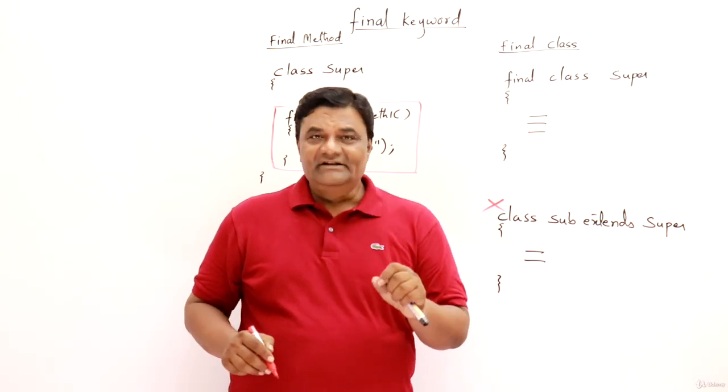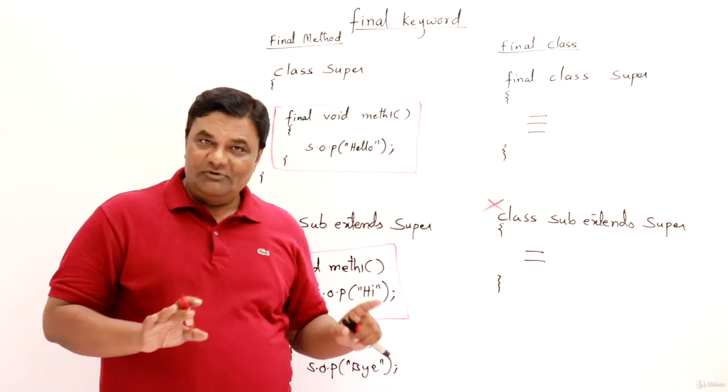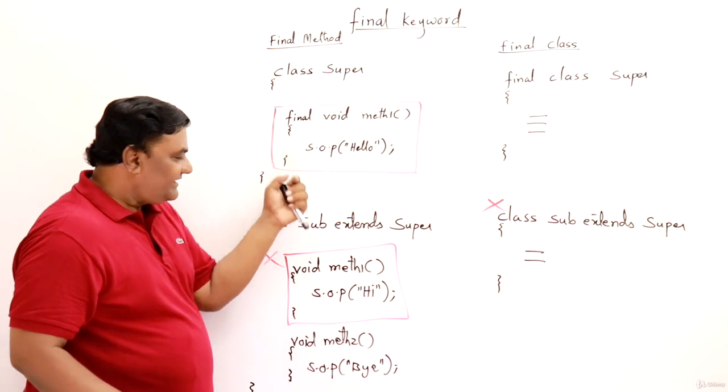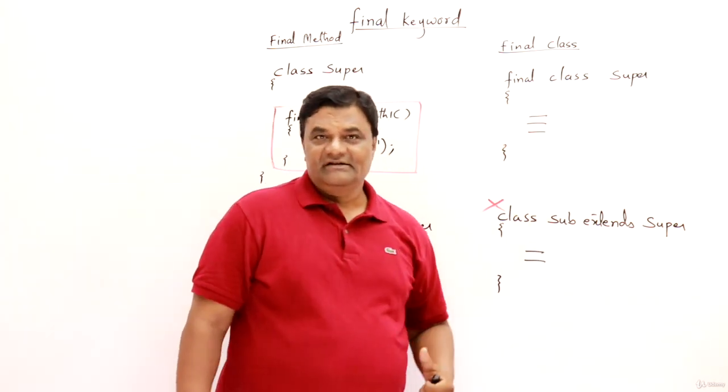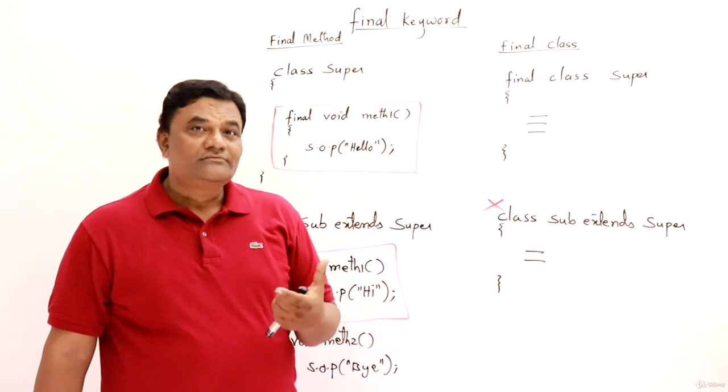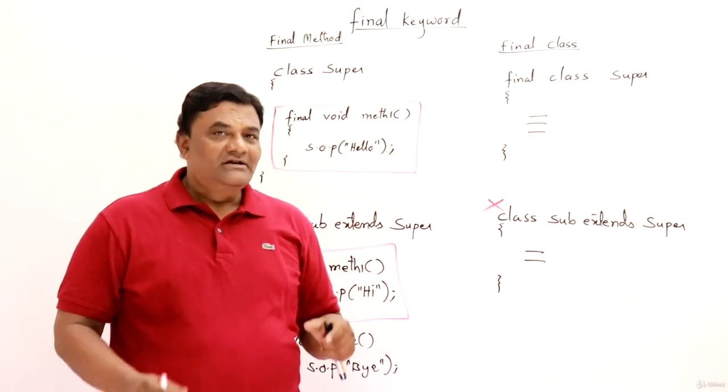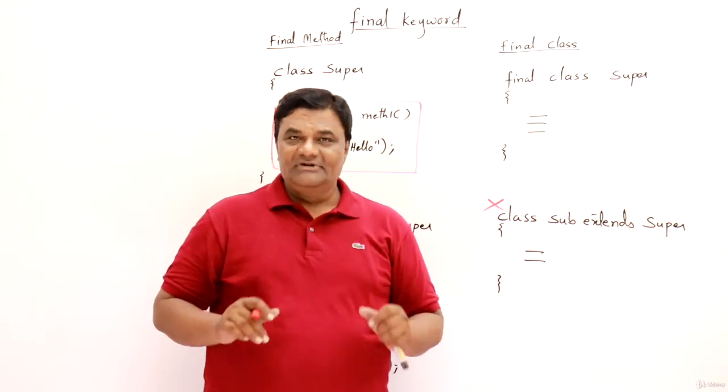Let us repeat the points. Final variables cannot be modified. Final methods cannot be overridden. Final classes cannot be extended. So what is the use? What is the use of final methods and classes? Let me give you some idea, some example.